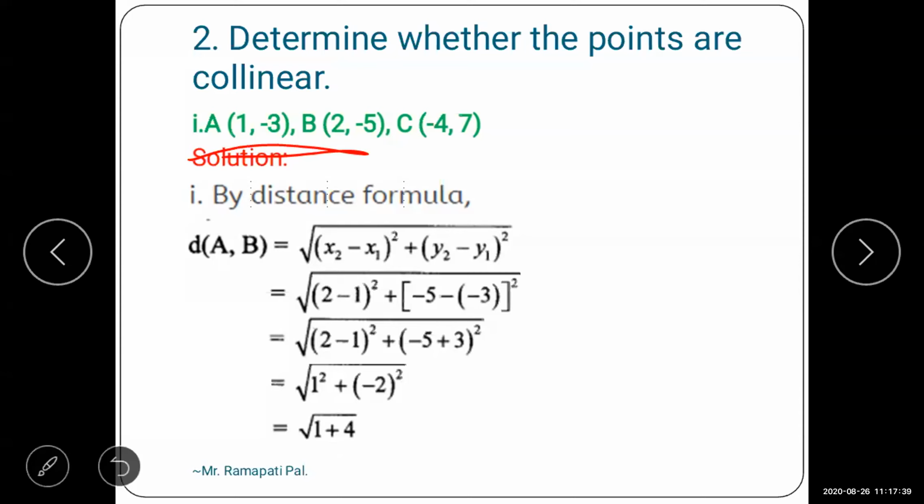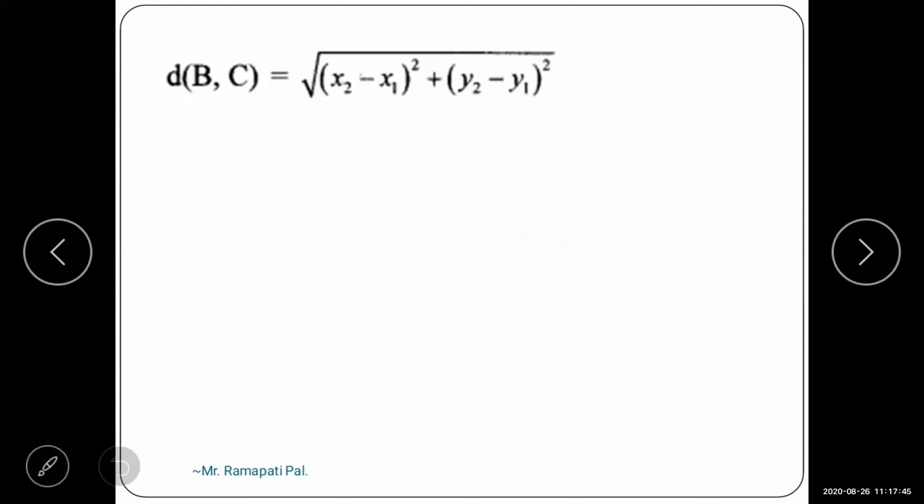Okay? Now we will move to the distance BC. Let's see what distance BC is. Again, it is under root x2 minus x1 whole square plus y2 minus y1 whole square. Are you remembering the question? Here, what is B?